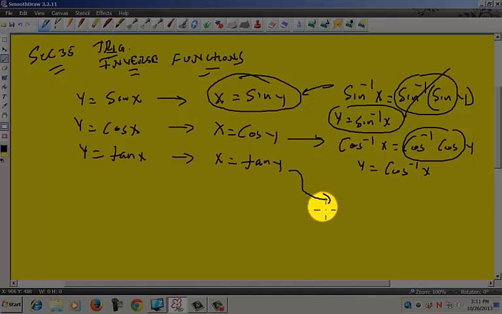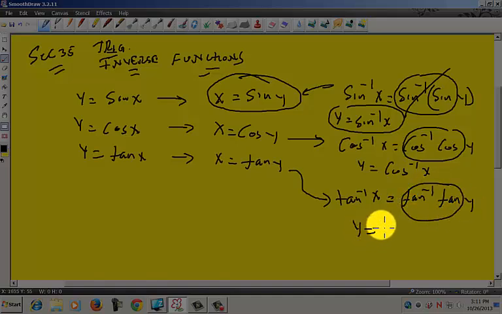And then we're going to do the same thing with the tangent. We're going to take tan inverse of both sides. And of course on the right side, tan inverse and tangent will undo each other. So you're going to get y is equal to tan inverse of x.